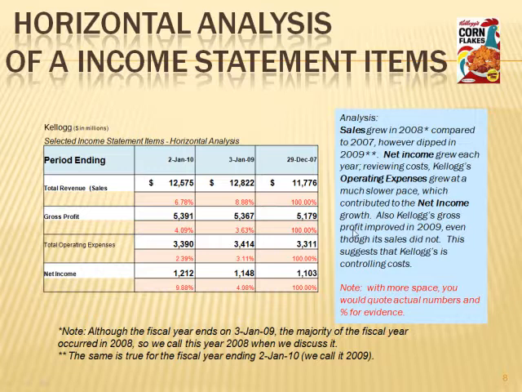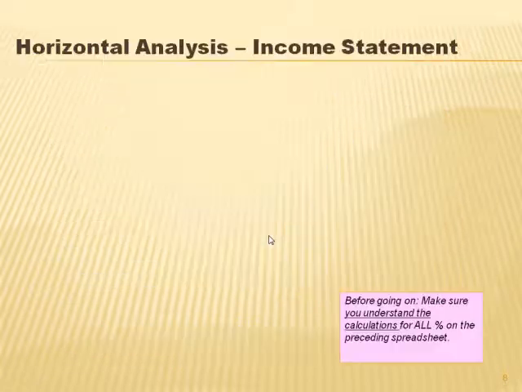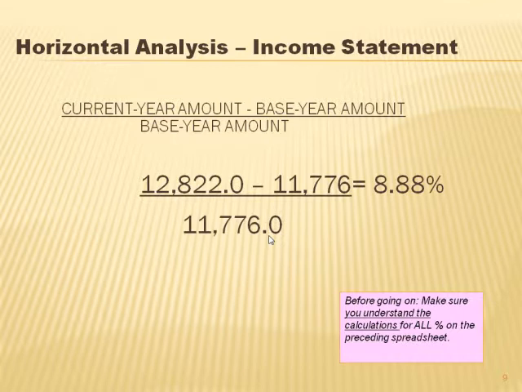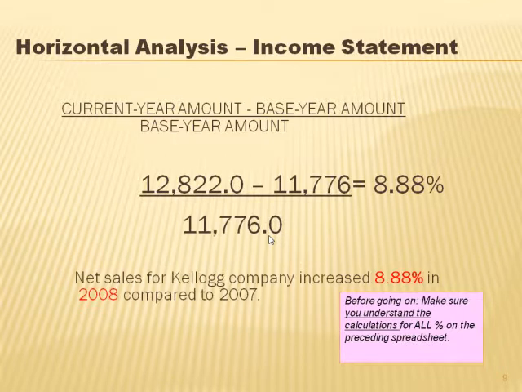Kellogg's gross profit improved in 2009, even though its sales did not. We see how sales slipped a little bit here, but look, gross profit did not. This suggests that Kellogg's is controlling its costs, particularly cost of goods sold. And here's just showing the calculations. And I would encourage you to stop the video at this point and go back and review those calculations and make sure you know how to calculate each and every one of those percentages.